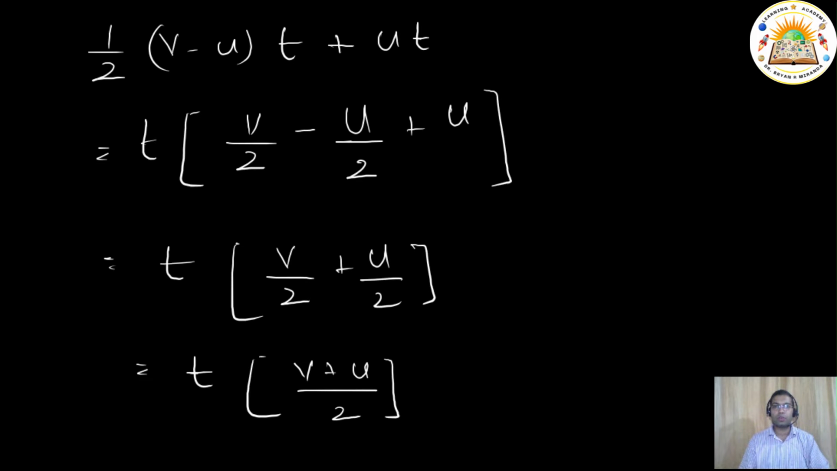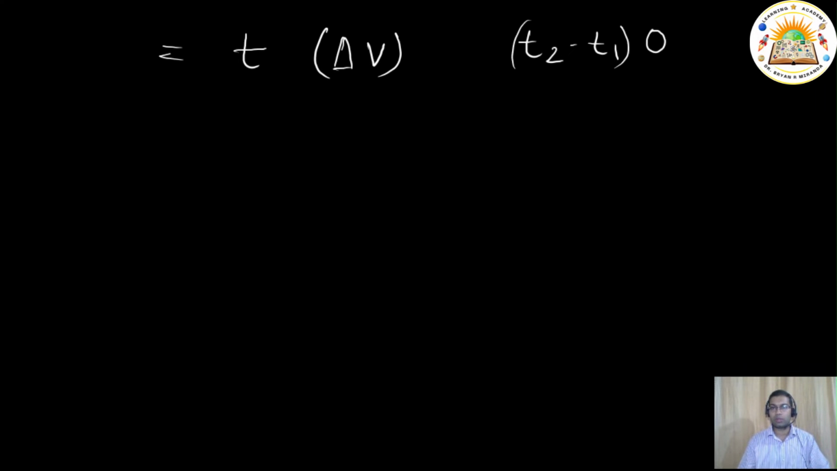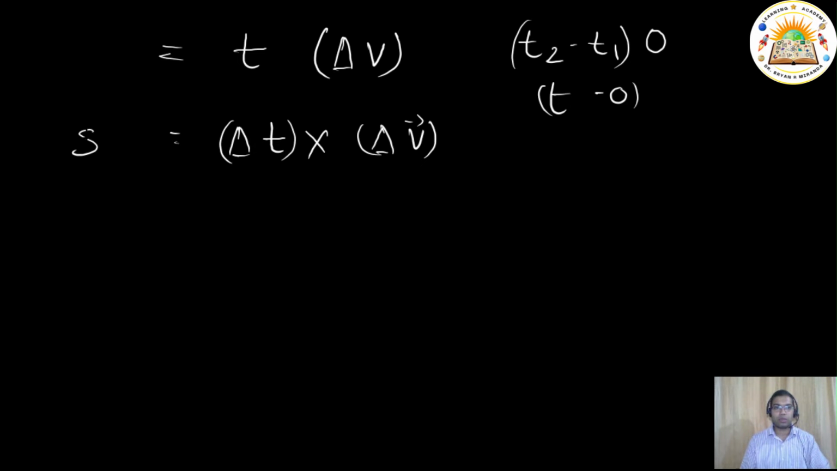So (V plus U) by 2 is the average velocity. So I will have T into delta V. Now since I took the origin as 0, I would have to get T2 minus T1. In our case it was T minus 0. So we can simply write this as delta T into delta V, and this would give us the displacement.